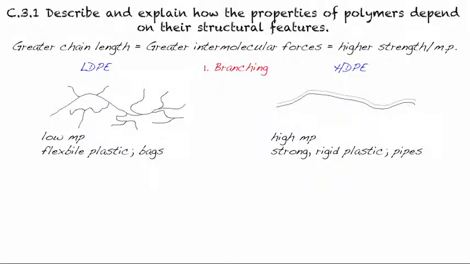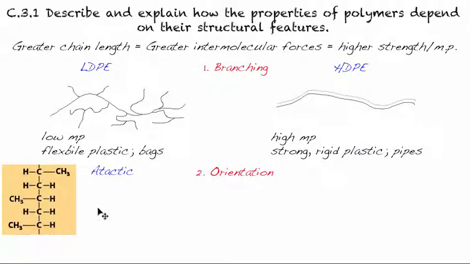Now, the second factor that we have is actually the orientation of methyl groups usually. We have atactic, which looks like this. So essentially we have our polymer, our main chain here, and what you'll see is that the methyl groups vary on what side they're on. So when they vary on what side they're on, it's going to be a little bit harder for them to fit together. They're not going to be able to fit together as closely. So when that happens, you again end up with a lower melting point.